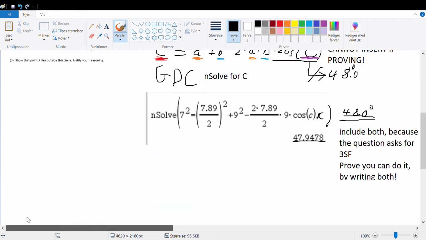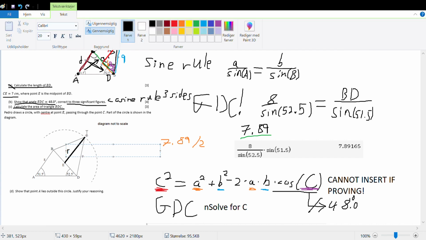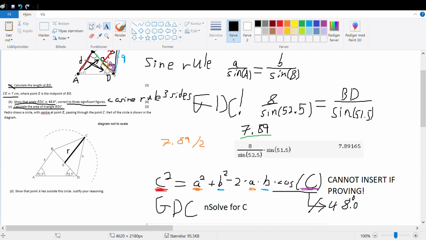This one is the hard one. So here, Pedro draws a circle with a center at point E, passing through point C. Okay, so basically, this right here, if it's a circle and has a center at E, it must follow that if it just passes through C, this must be the radius. So this right here, this would be what we call the R. Okay, it says part of the circle is shown in the diagram. Show that point A lies outside this circle.